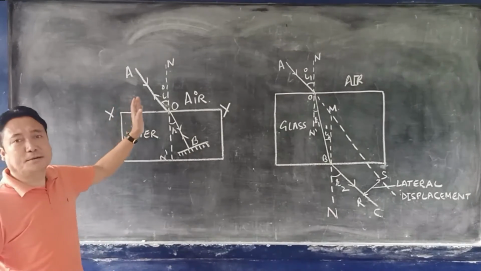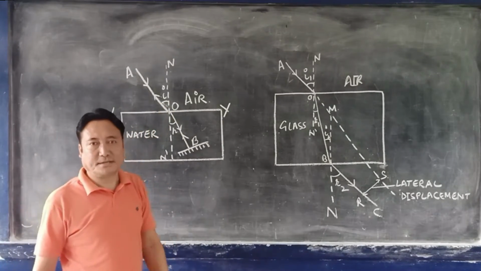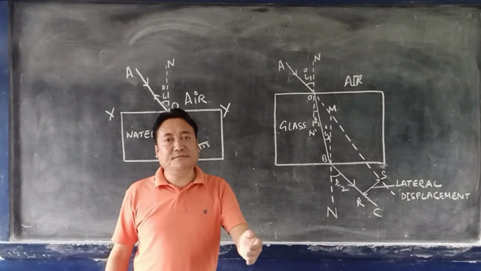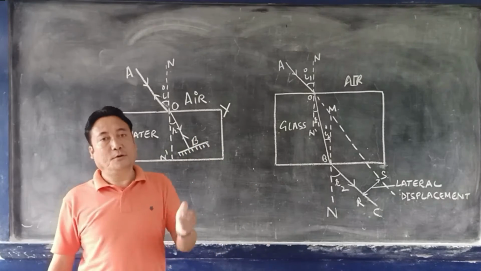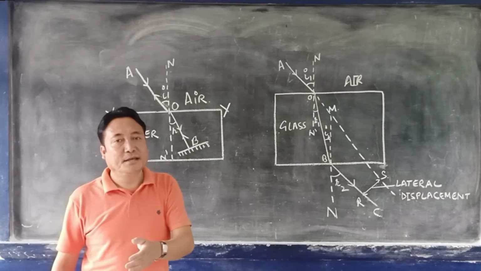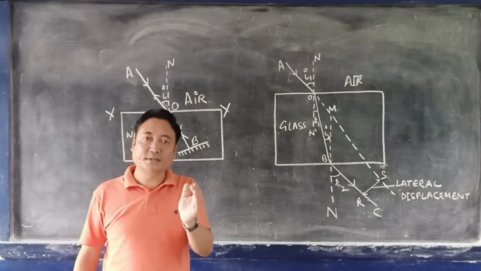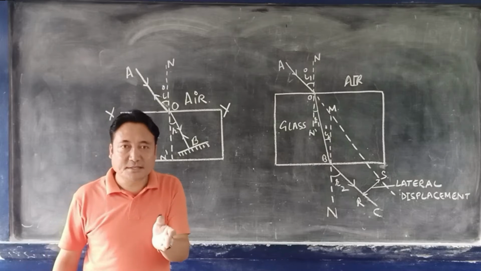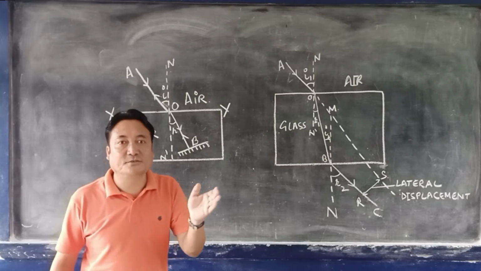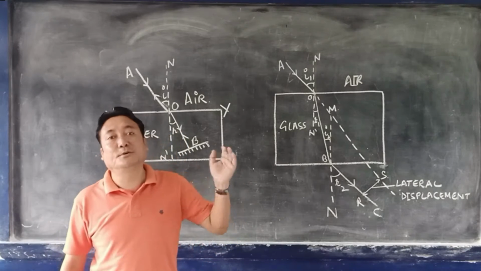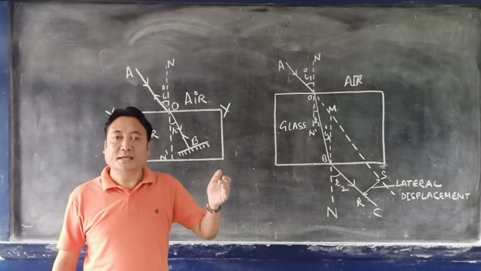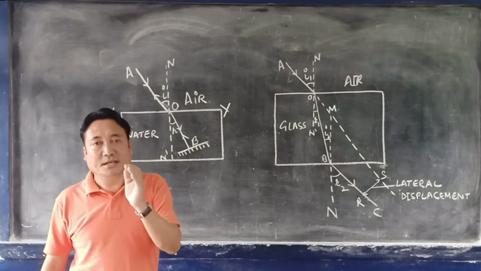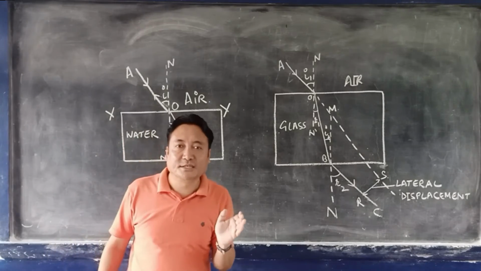The first one is the principle of reversibility of light. According to the principle of reversibility of light, if the reflected ray or refracted ray is reversed, it retraces its original path. That means the light will follow the same path.